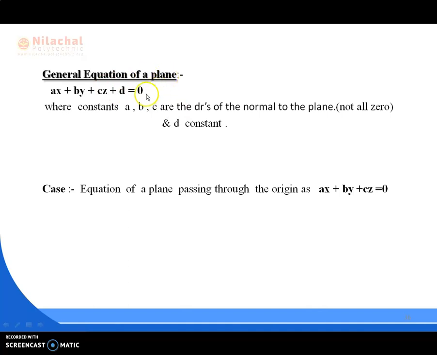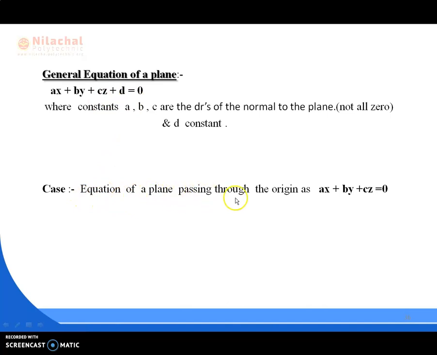General equation of a plane. Generally, the equation is ax plus by plus cz plus d equals 0, where a, b, c are the direction ratios of the normal to the plane. Not all of a, b, c are 0 at a time, and d is a constant. A, b, c are the coefficients, and they are the direction ratios of the normal to the plane. Then this is called the plane equation.